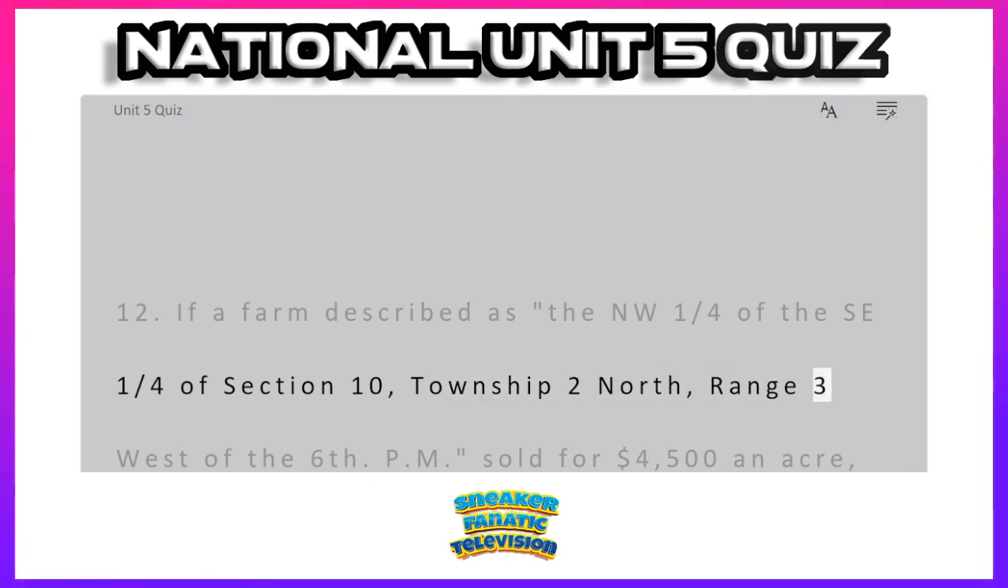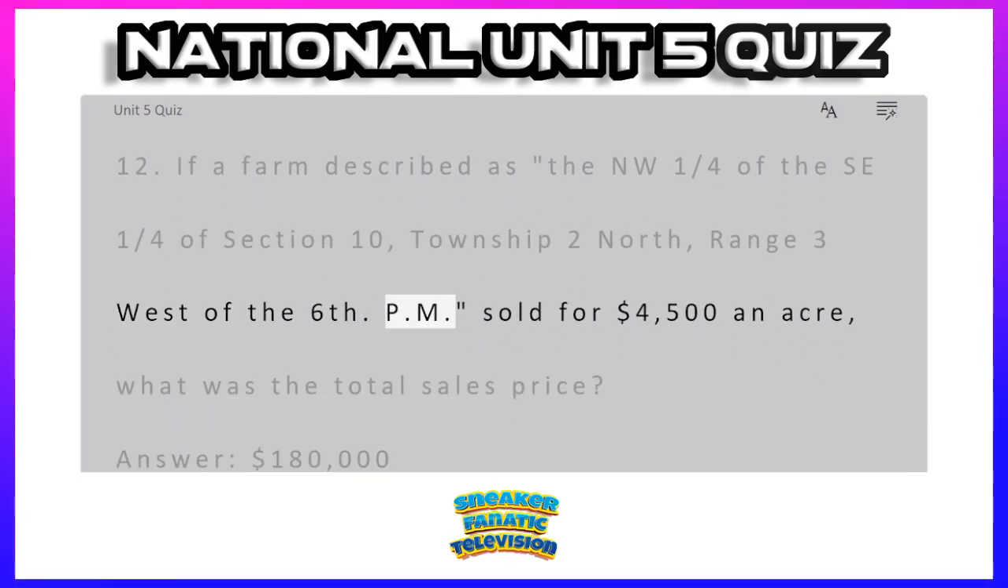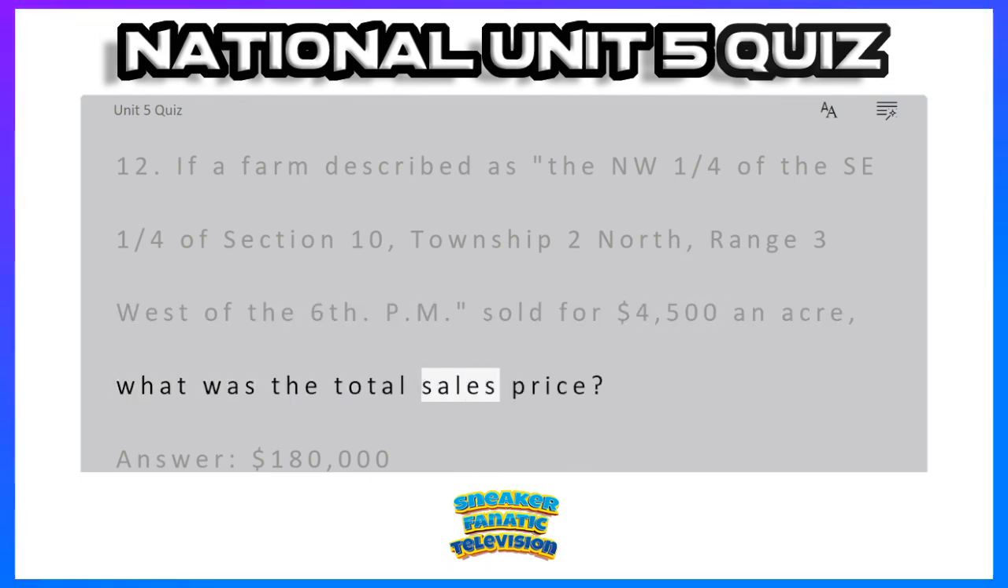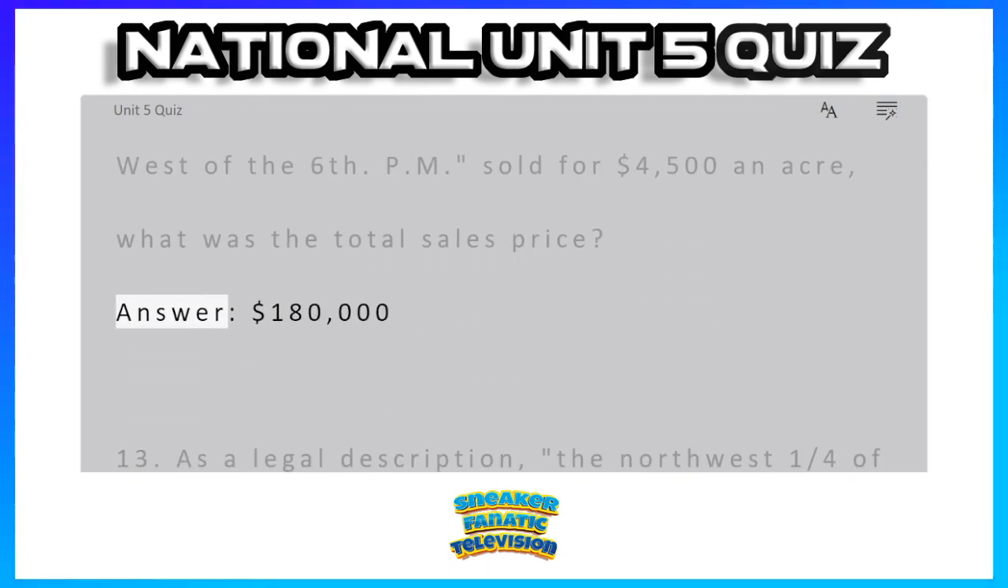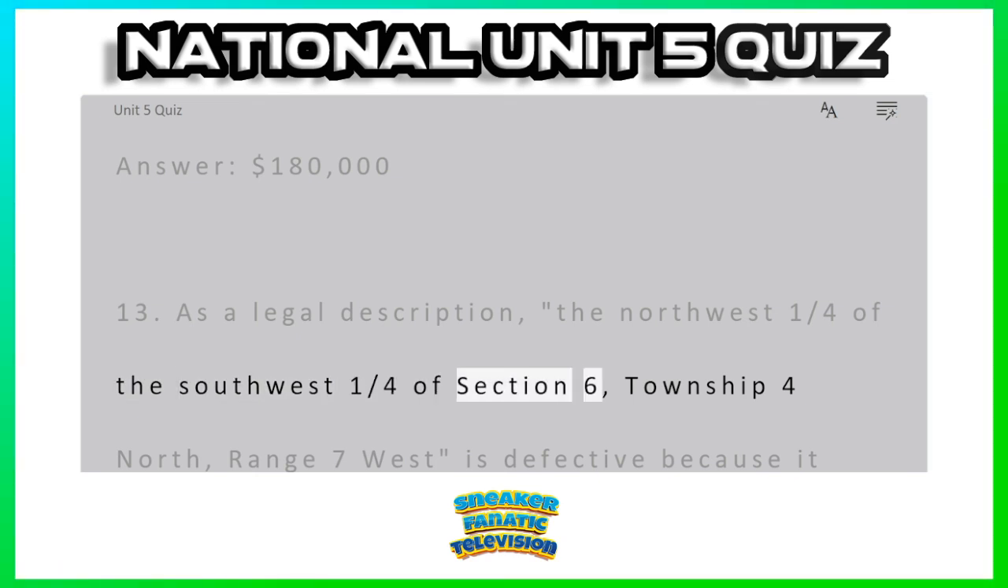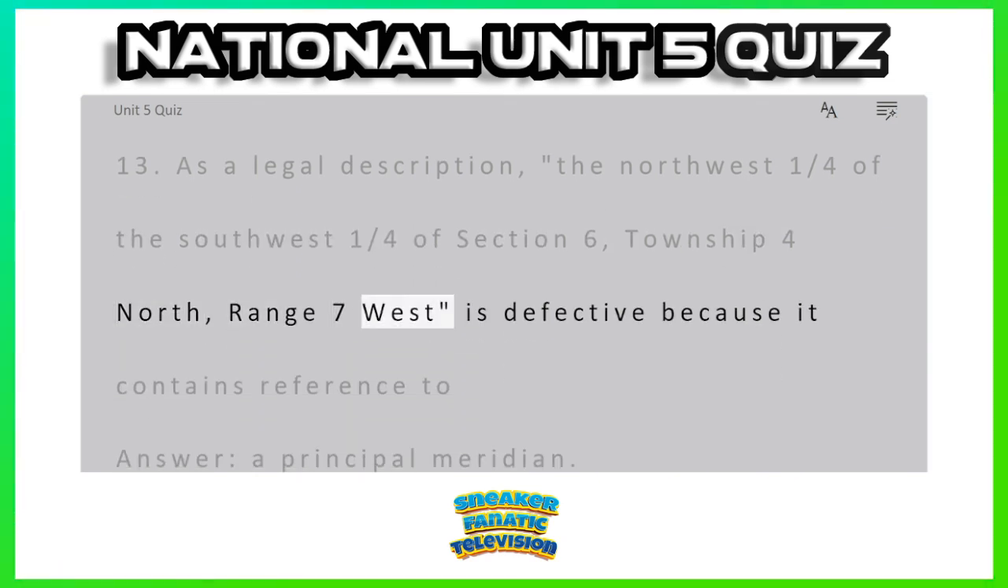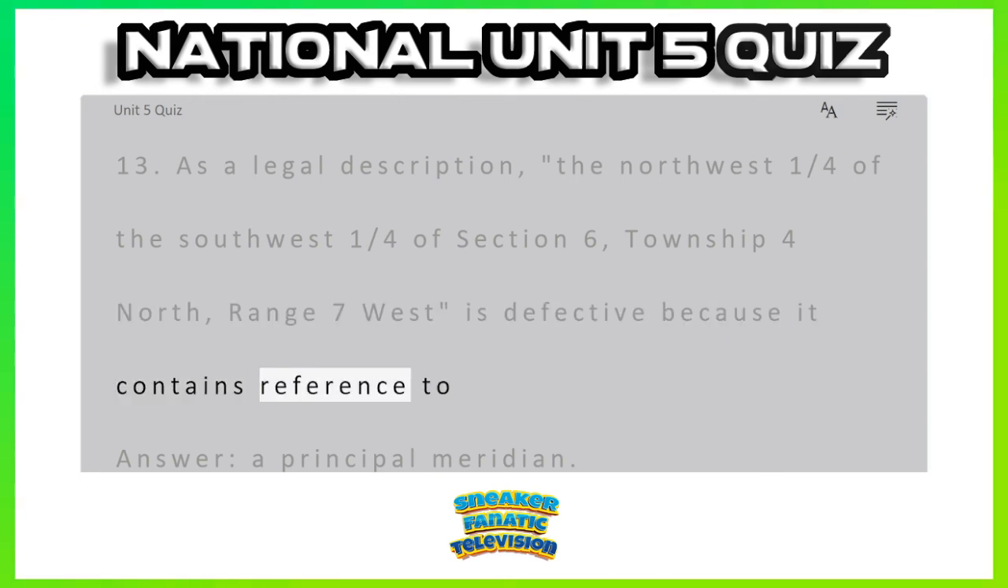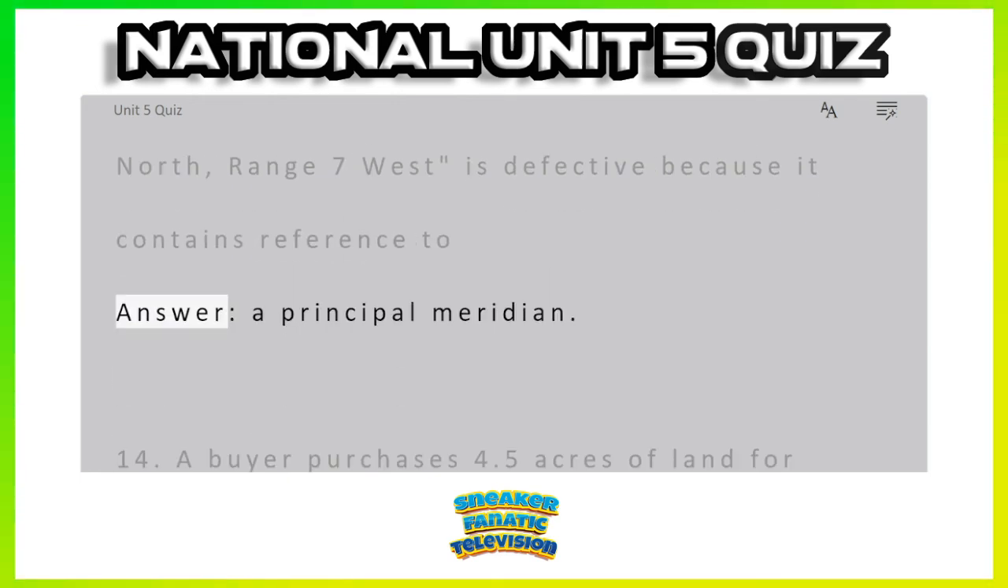2 North, Range 3 West of the 6th PM sold for $4,500 an acre, what was the total sales price? Answer: $180,000. 13. As a legal description, the northwest 1/4 of the southwest 1/4 of Section 6, Township 4 North, Range 7 West is defective because it contains reference to. Answer: a principal meridian. 14.